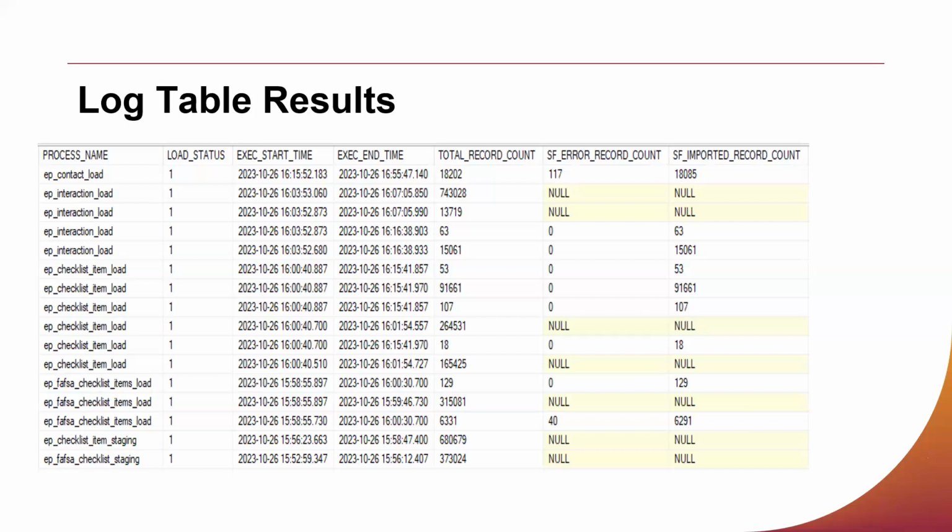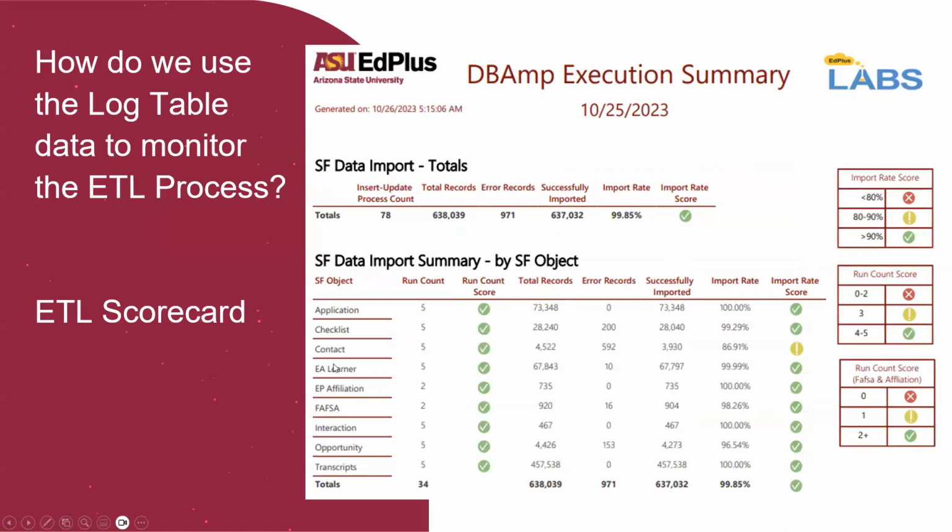So now that we have these processes being logged and this data being put into a table, what do you do with this data that you see here? What we've done is generate an ETL scorecard. We can see the total number of processes that ran up at the top. On this particular day, October 25th, we had 78 processes run.